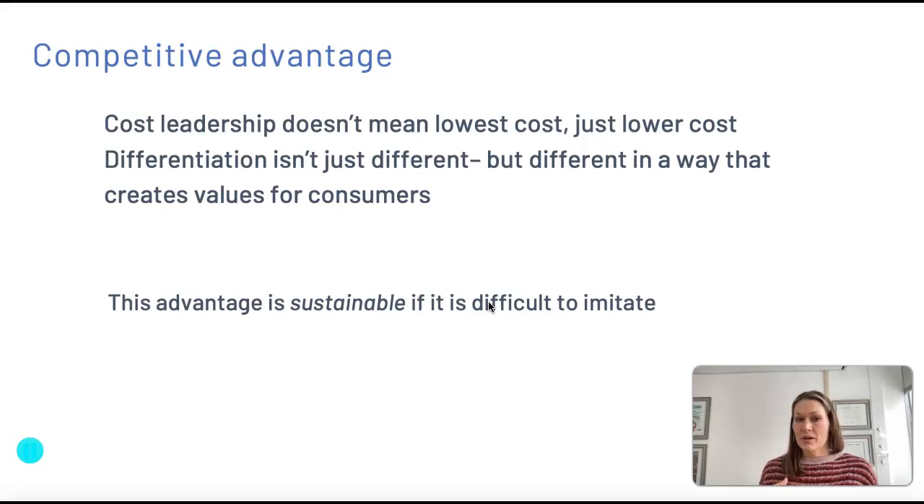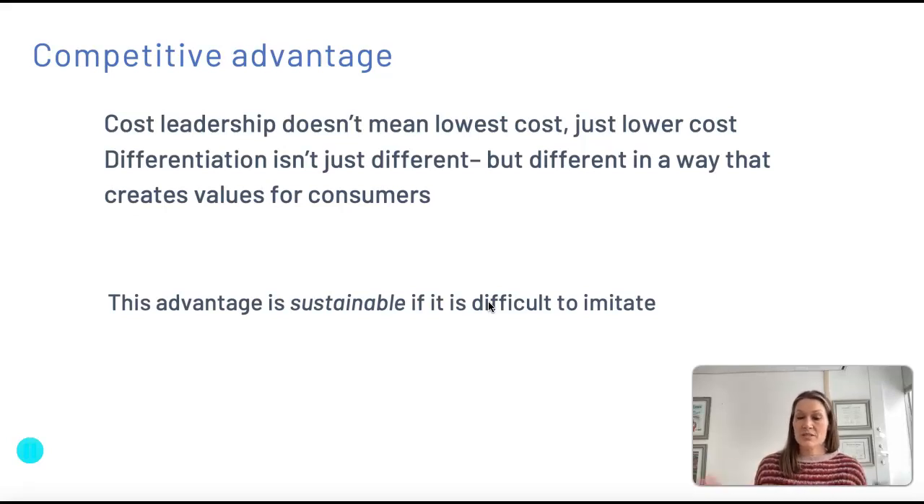So like I said before, cost leadership doesn't just mean lowest cost, and differentiation isn't just different, but different in a way that creates value for consumers. So my extreme example didn't show this company incurring any additional cost to create additional choices or options or improve this widget in any way, shape, or form. Likely there would be some increase in cost, but as long as the increase in value added or willingness to pay is larger than the increase in cost, then it's more attractive.